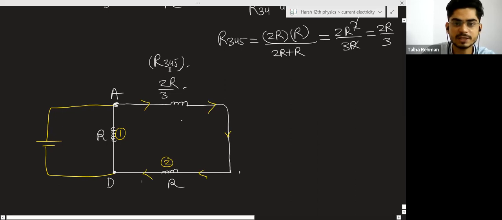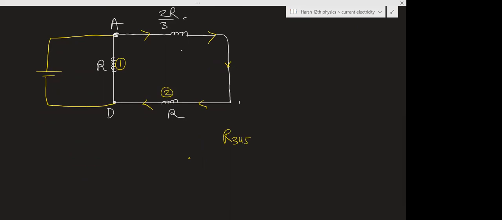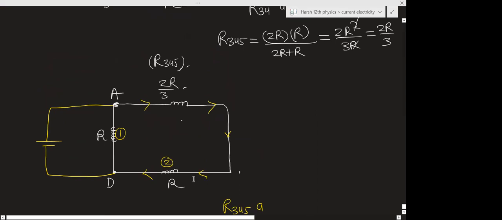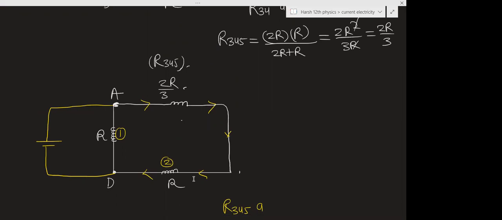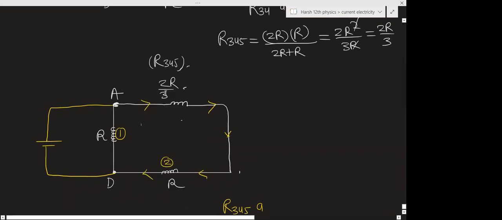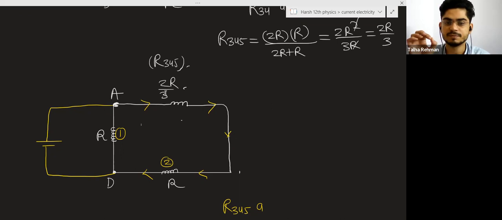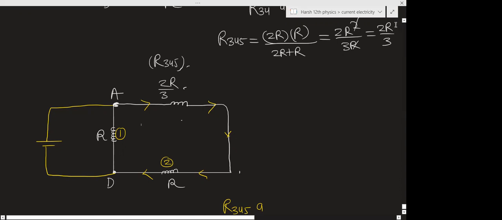So what can you say, R345 and R2 are connected in? R345 and R2 are in parallel, sir. No, not in parallel. This is a single wire. On a single wire, if you connect the resistances, then this will be a series combination. Yes, all of them will be in series. Not all of them. R2, 3, 4, 5, and R. I am saying just look at the resistances at a time. Okay. Just wait. Yes, sir.